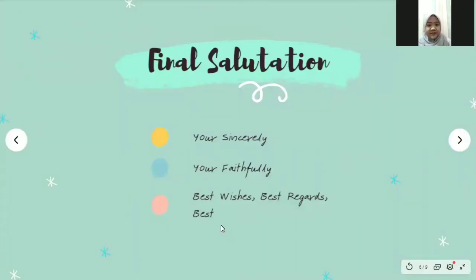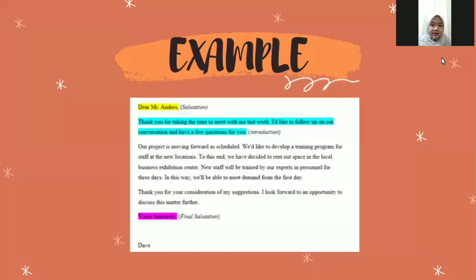The final salutation. Final salutation is a greeting to close a letter. The way you close a letter depends on how you open a letter. If the salutation is Dear Mr., Mrs., Miss, or Ms., the final salutation is Yours sincerely. If the salutation is Dear Sirs, Sir, or Madam, the final salutation is Yours faithfully. And last, if the salutation uses a name, like Dear Lucy, the final salutation uses Best wishes or Best regards.